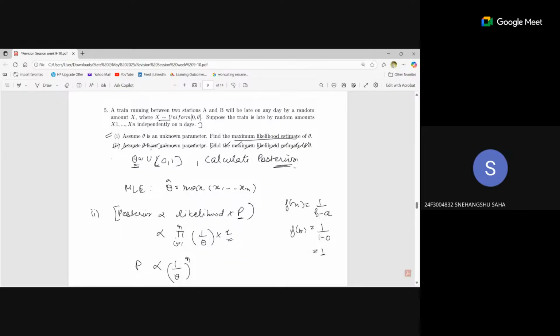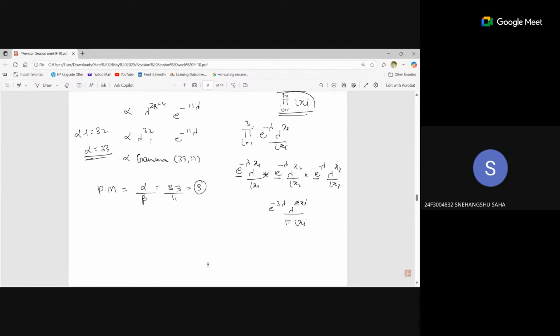Ma'am, we don't have to remember the variances, right? No. You will be given the formula sheet. The PDF, the expectation, the variance, everything will be given in that formula sheet. You don't have to worry about it.